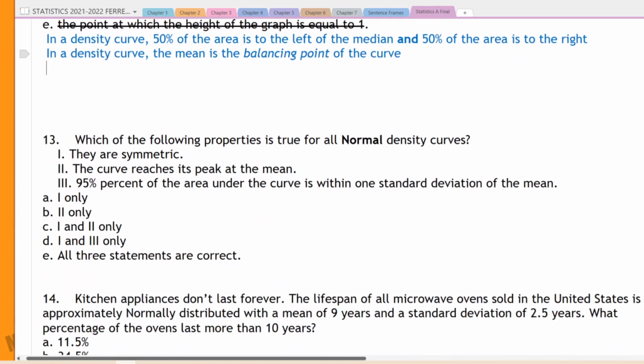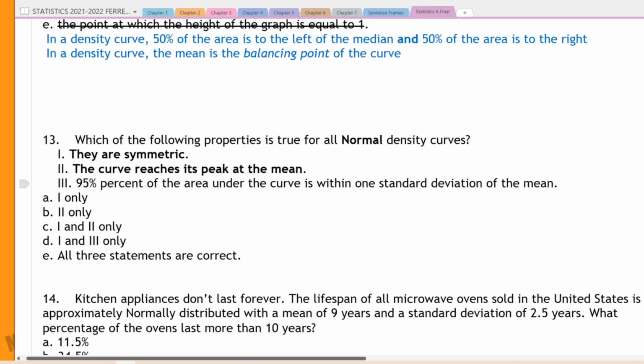We can take a look at number 13. Which of the following are true of all normal density curves? So this is very important. All normal density curves are in fact symmetric because they have the exact same shape. Okay. The curve reaches its peak at the mean. This is true as well.